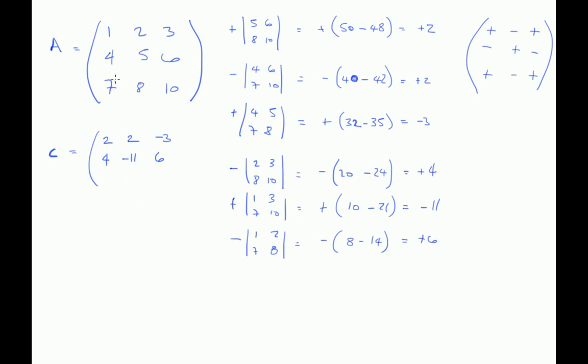So for this spot here, we are plus the determinant of 2, 3, 5, 6. 2 sixes are 12. Minus 3 fives are 15. 12 minus 15 is minus 3, plus minus 3 is minus 3.